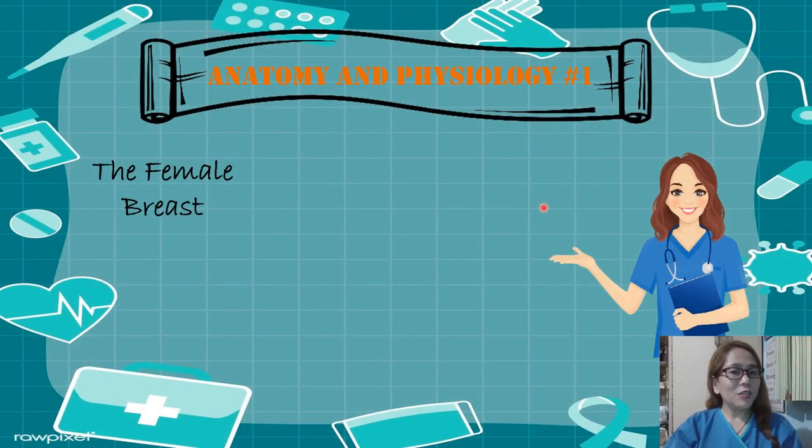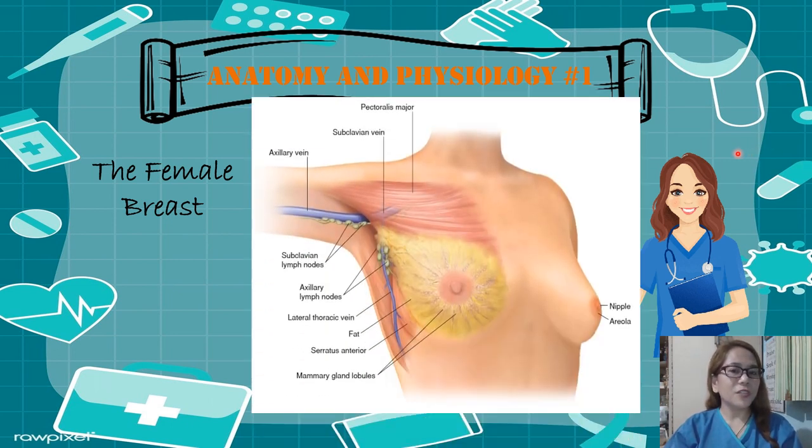Okay, as usual, before we proceed with our discussion, let's have a review first of the anatomy and physiology of the breast. In this particular image, this is the image of the female breast. Of course, you already know how the breast looks. We know that the breast lies against the anterior thoracic wall. It extends from the second rib down to the sixth rib, and from the sternum across to the mid-axillary line.